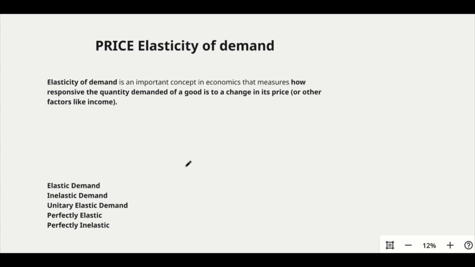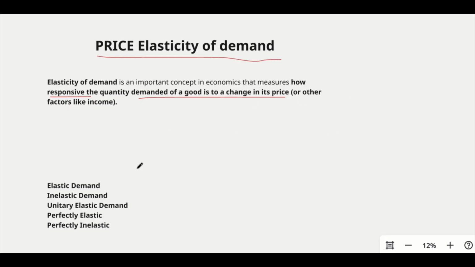Now we are going to learn about price elasticity of demand. So, what is price elasticity of demand? It is the responsiveness of demand of a good to a change in its price. Whenever the price changes, there will be some change in the quantity demanded. So, we are learning about the responsiveness of the quantity demanded of a good to a change in its price.